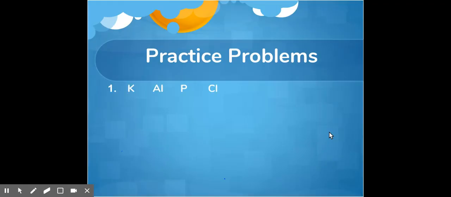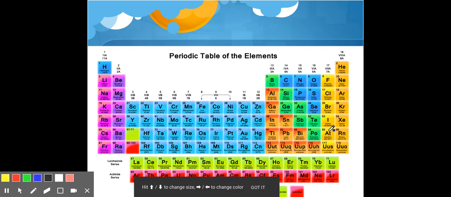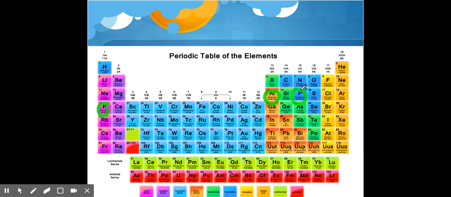So let's do some practice problems. So you have these elements on your notes. So we are going to locate them and determine which one is the largest and which one is the smallest. All right, so let's go ahead and locate these. We have potassium, aluminum, phosphorus, and chlorine.